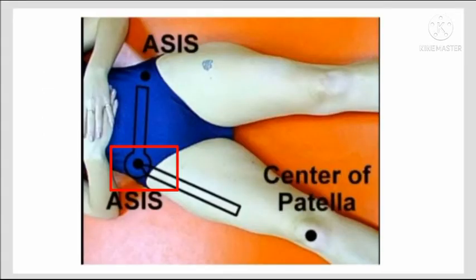Center the fulcrum of the goniometer over the anterior superior iliac spine. Proximal arm is at the horizontal imaginary line from one anterior superior iliac spine to the other anterior superior iliac spine. Distal arm is at the anterior midline of the femur. Take the reference as the patella.